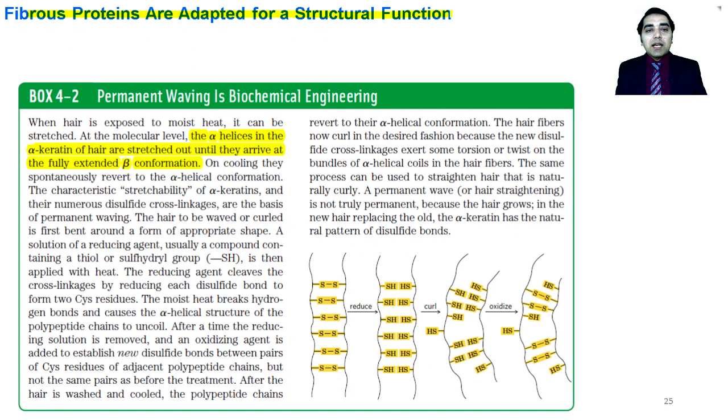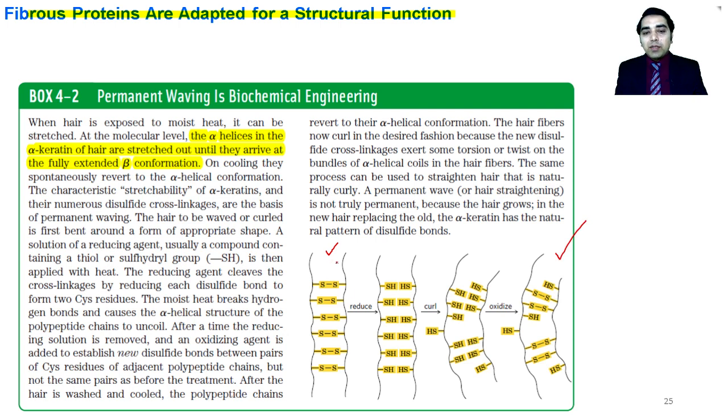Fibrous proteins are adapted for the structural function. This is a very useful example that has been given in this textbook. A person who has straight hair has disulfide bonds between the amino acids of alpha keratin that are facing each other. If a person has disulfide bonds in the hair's alpha keratin protein that are not facing each other, that person will have curly hair.